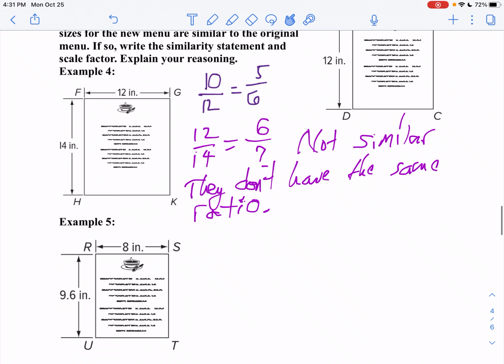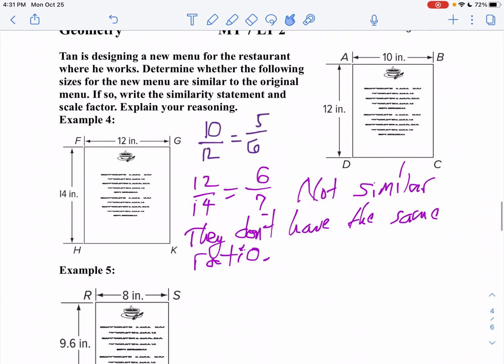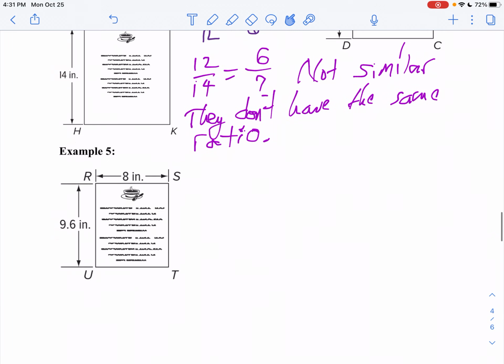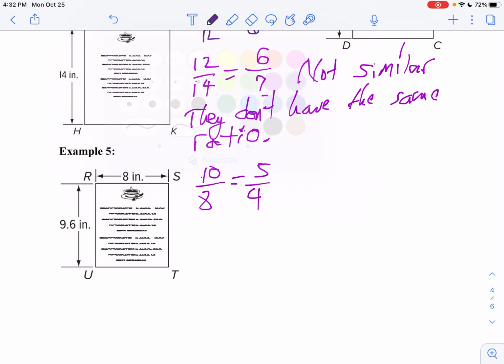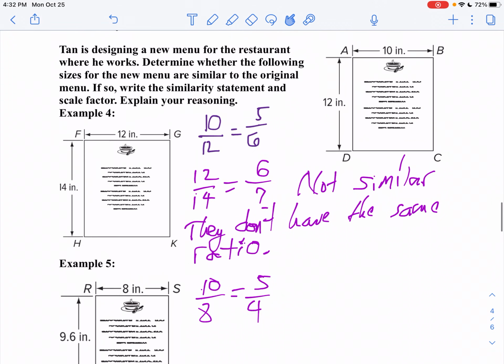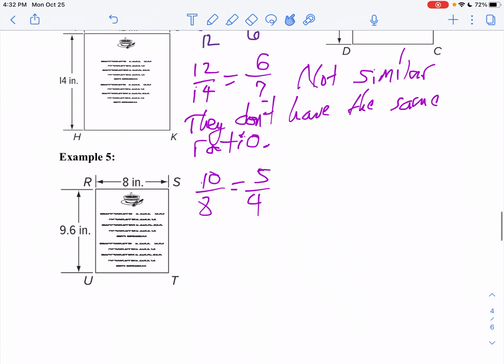I'm going to pick 10, which is my smallest side, corresponds to 8, which is the smallest side of that one. So I'm going to say 10 is to 8. I'll reduce that, and that's 5 to 4. Then we'll compare that to my other pair of sides. The other largest side would be 12 to 9.6.